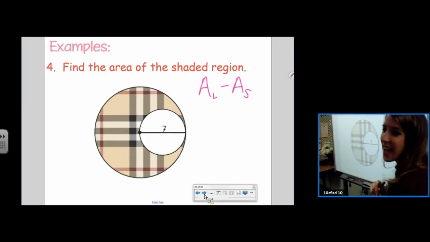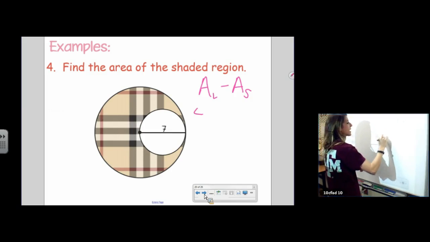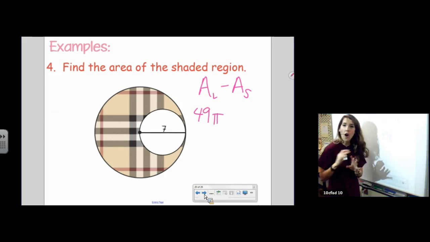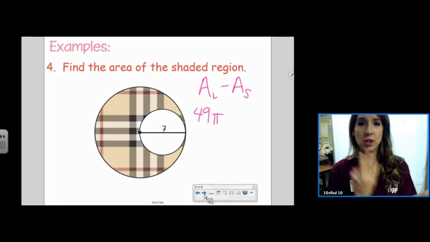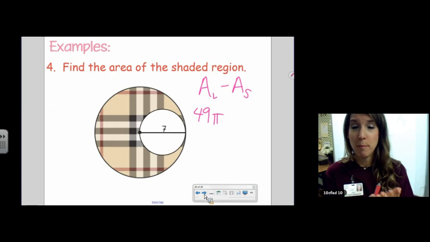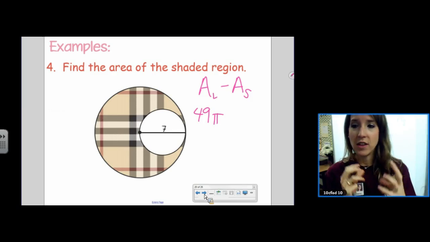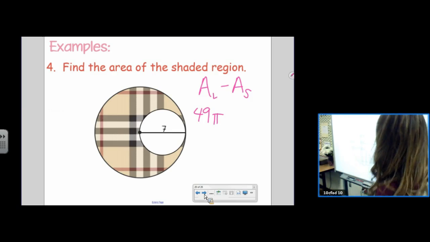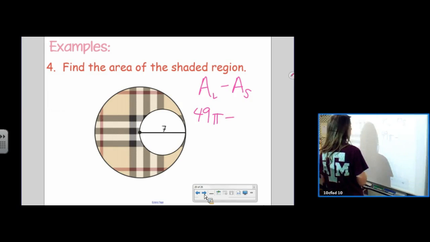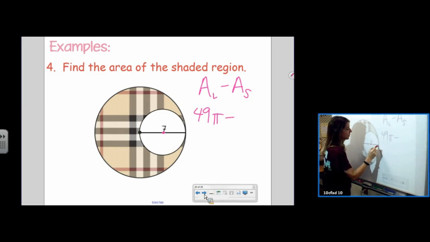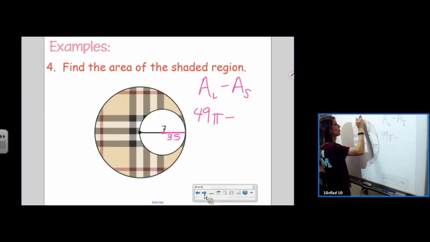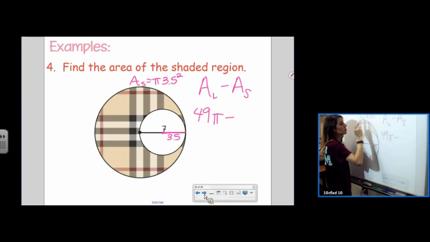All right, the area of the larger circle is 49 pi. That's all there is to it, guys. Pi r squared. R is 7. Pi r squared. The area of the large circle is 49 pi. Okay, now let's find the area of the small circle. To find the area of the circle, you need a radius. The radius is 3.5. So the area of the smaller circle is pi r squared.